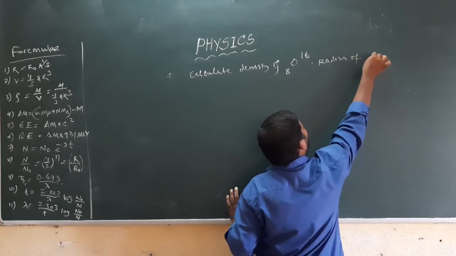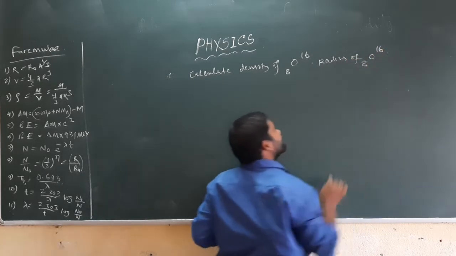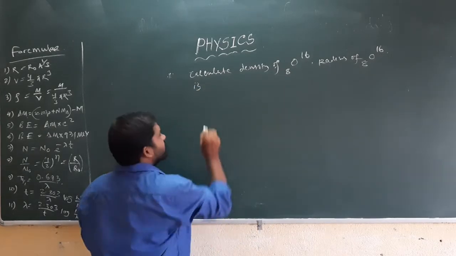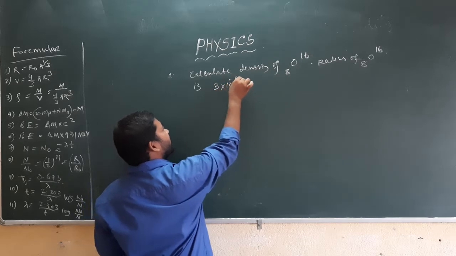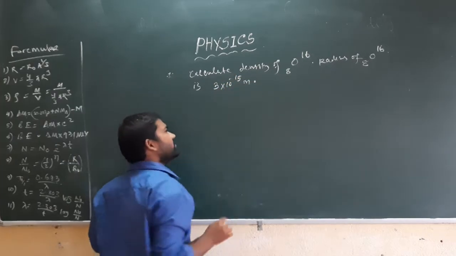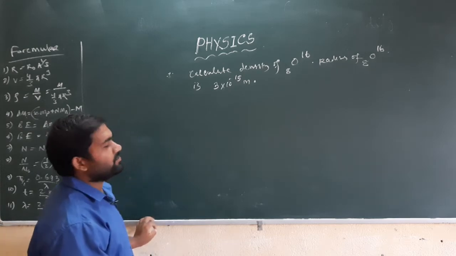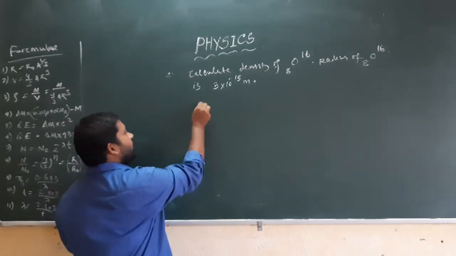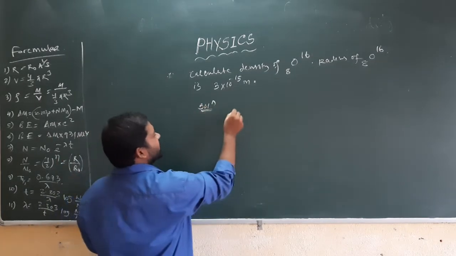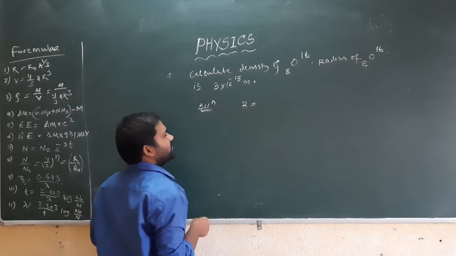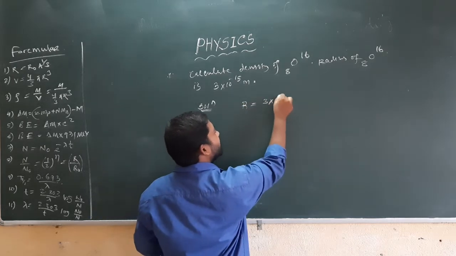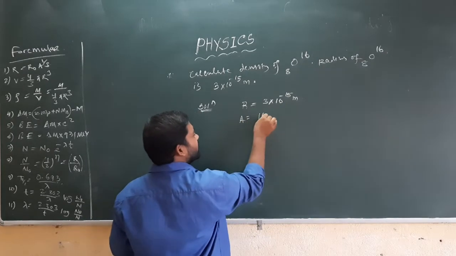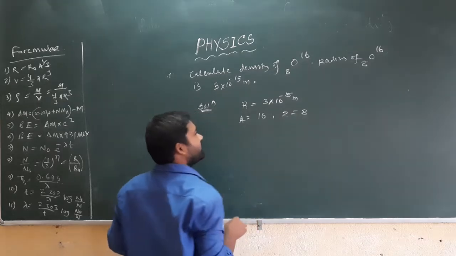In the case of oxygen-16, the radius is around 3 into 10 to the power minus 15 meter. So this is the given data, and using this data we have to calculate the nuclear density. So, what are the given values? The radius is 3 into 10 to the power minus 15 meter, and the atomic mass number of oxygen is 16, Z is 8.